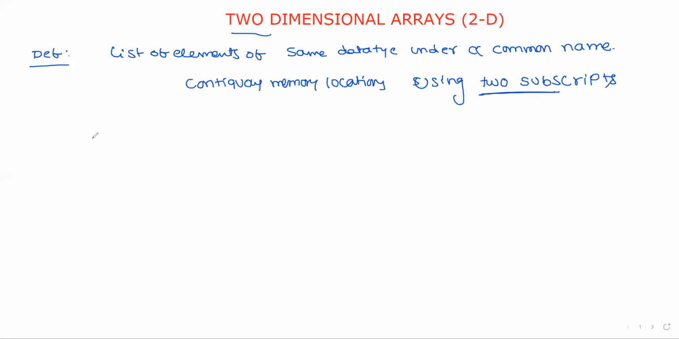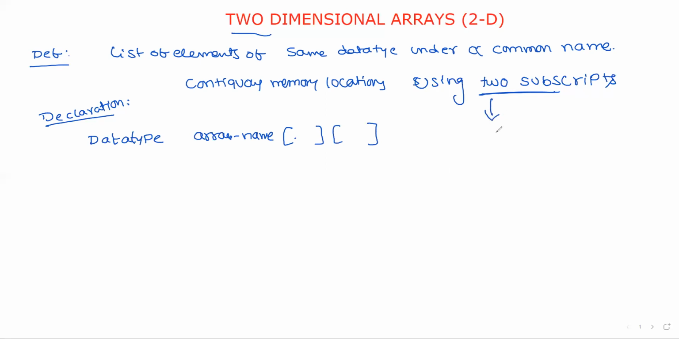So what is the declaration? The declaration is: data type, space, name of the array, followed by size 1, size 2.